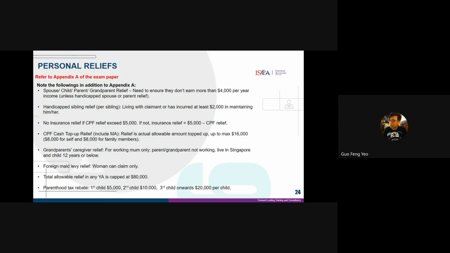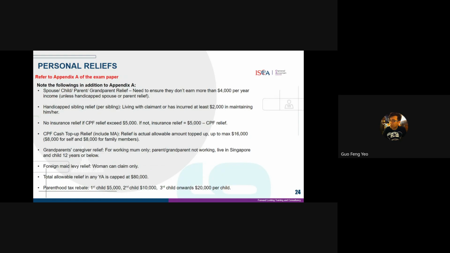Grandparent caregiver relief is for working mothers only, where the grandparents or parents are not working and live in Singapore with a child 12 years old or below. Foreign maid levy relief is only available for women. In addition, the total allowable relief in NUIA is capped at 80,000.